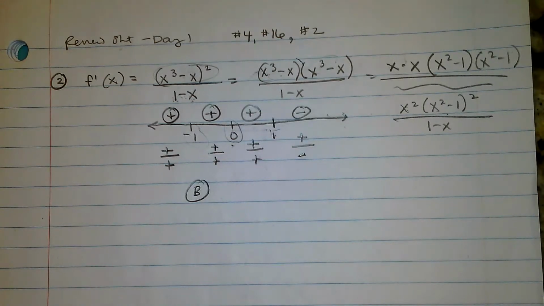Goodness, this is a long review sheet. Good thing we split this one up. Number 2 is C, it says. So maybe it was a mistake. Maybe that's why I had the questions.